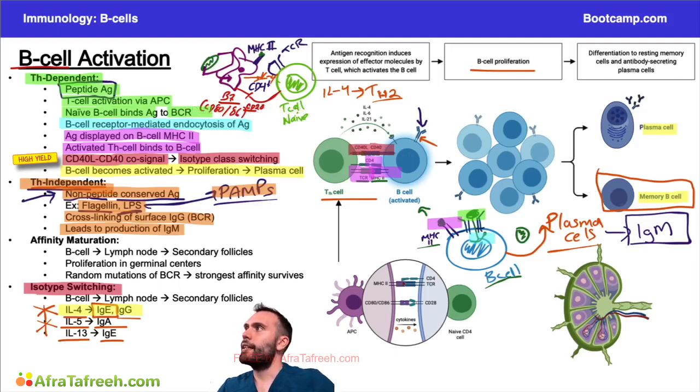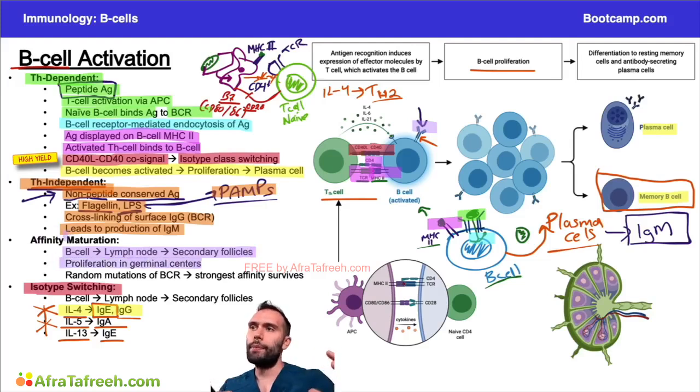Now, the last thing on here is this affinity maturation. So what is that talking about? Affinity maturation is essentially talking about the B cells that have these variable regions up here that bind to specific antigens. What we want to do is make that binding as strong as possible. Once this interaction occurs with the T cell and the B cell, at some point these B cells will migrate to a lymph node and, like we said, go into the secondary follicles. And you'll have your germinal centers that are going to have proliferating B cells in there.